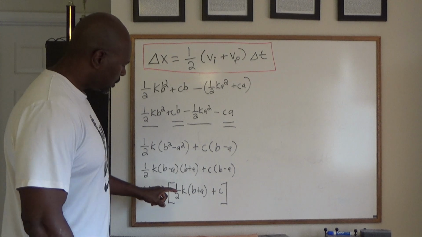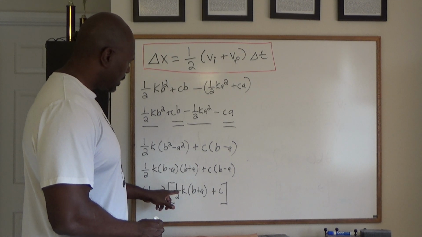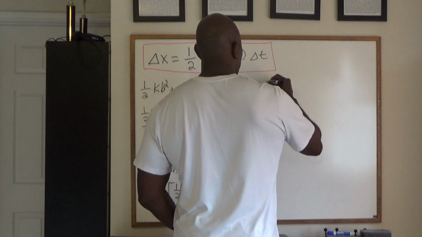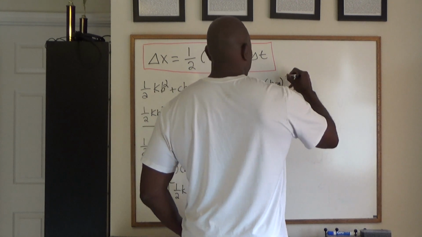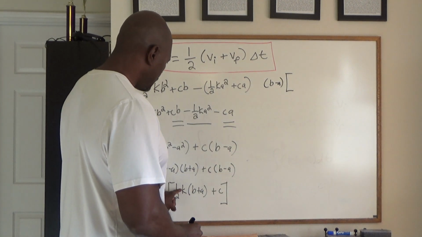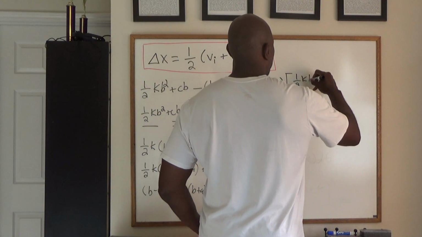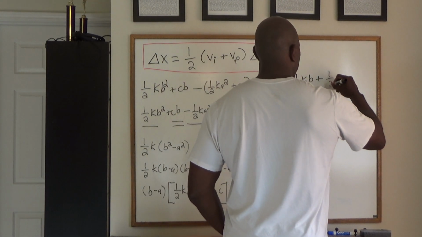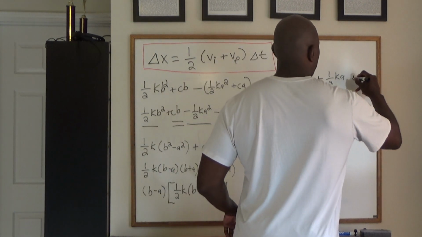So now what I would like to do is distribute this 1/2 k times the b plus a. So we have b minus a, and then we do the distribution. So that'll be 1/2 kb plus 1/2 ka, and then of course plus c.